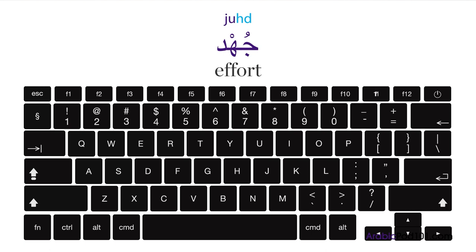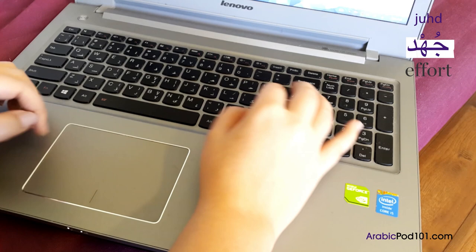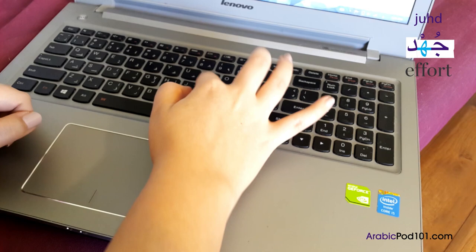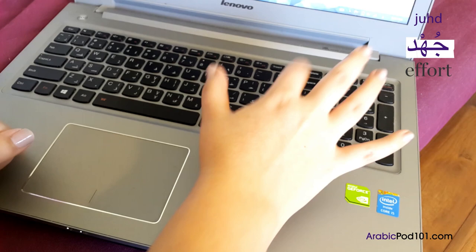To make sure that it's pronounced correctly, we put a sukun sign on the ha. So let's write the whole word: jahd. Jeem, fatha, ha, sukun, dal. Note that sukun is sometimes omitted when it isn't necessary.